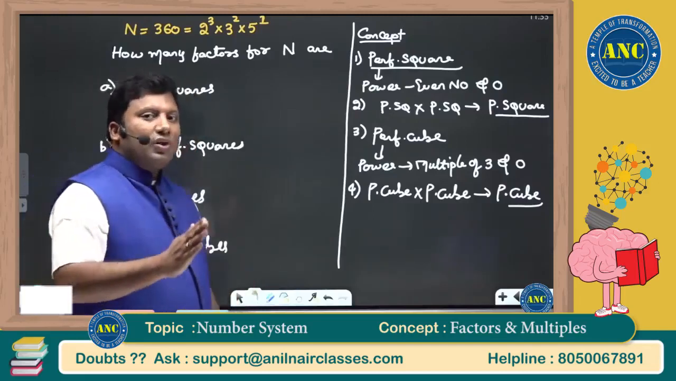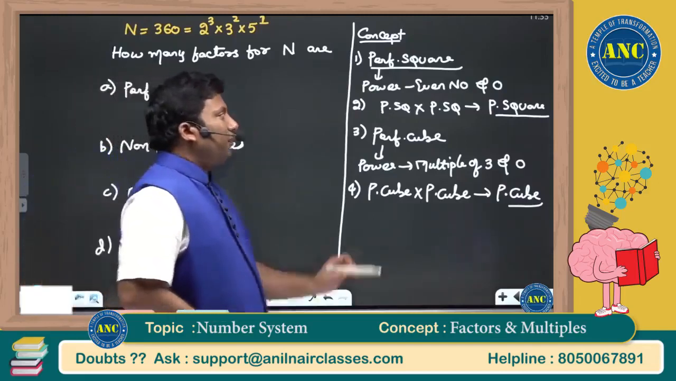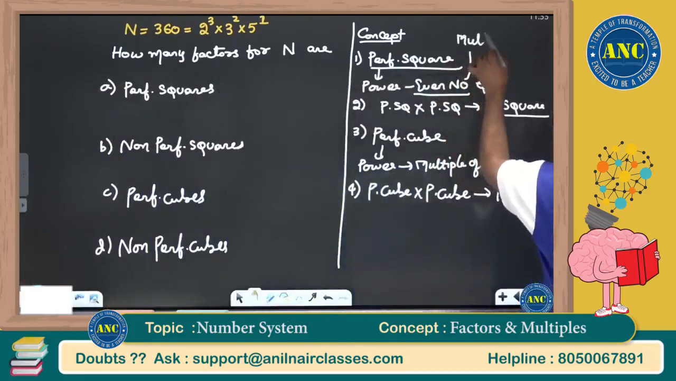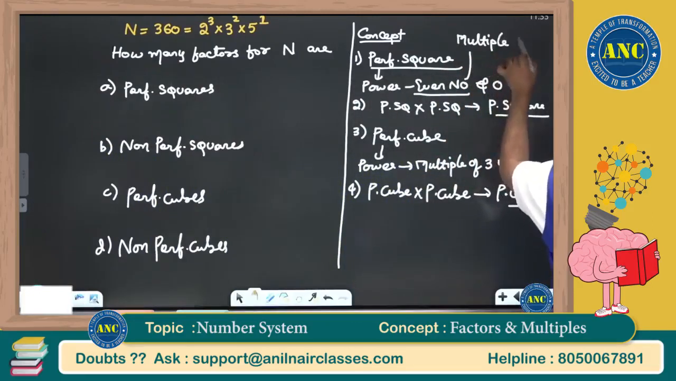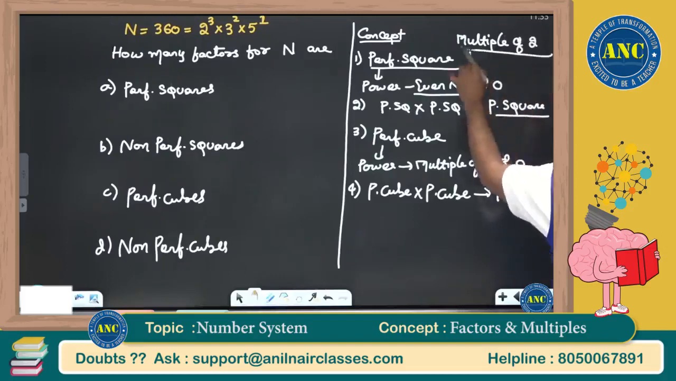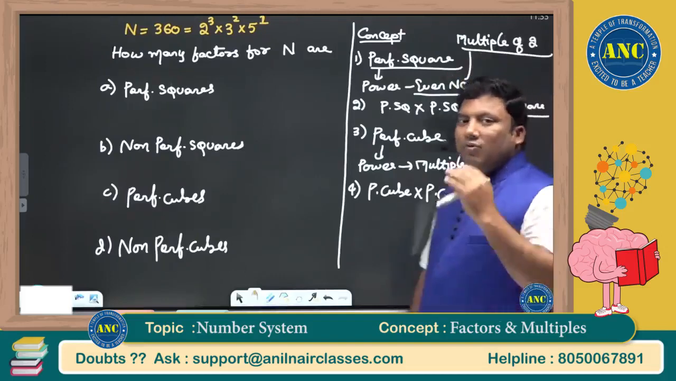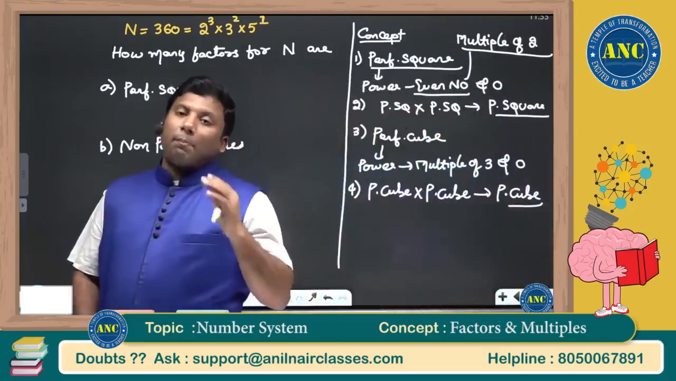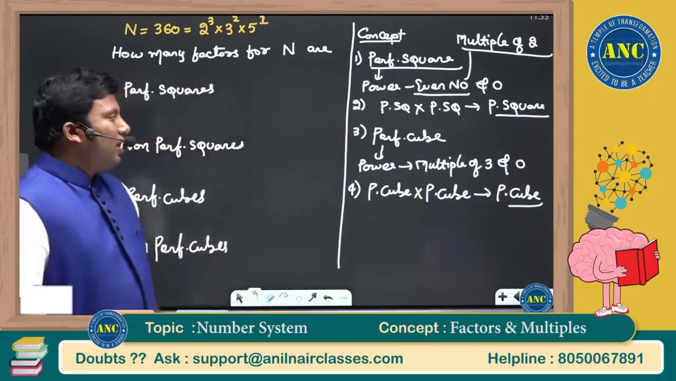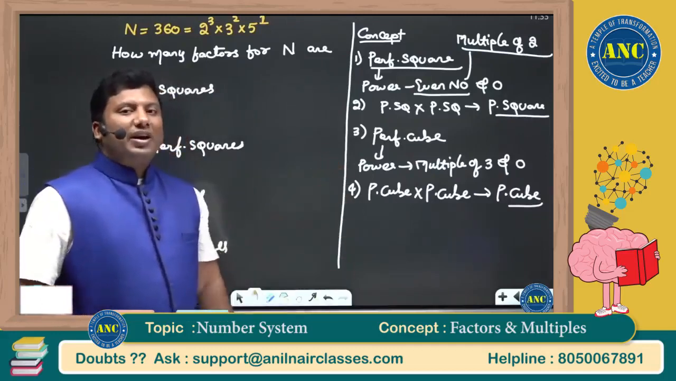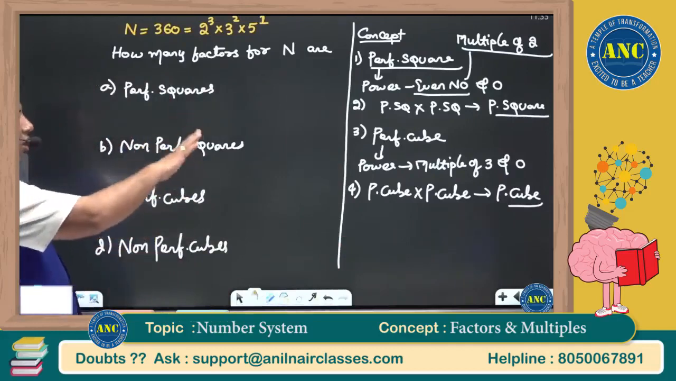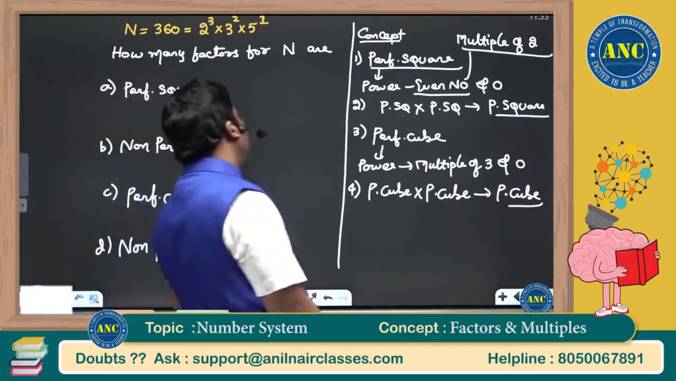A perfect square will have power an even number. Even number is a number which is a multiple of 2. If I want the factors which are perfect squares, that factor's power should be a multiple of 2. If it is a perfect cube, power should be a multiple of 3 and 0. All these 4 key points we will use.